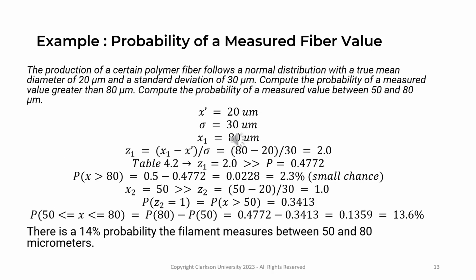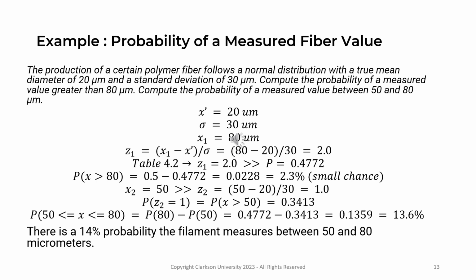In this problem, we know the true mean and true standard deviation. The true mean is 20 microns, and the true standard deviation is 30 microns. And we're asked to evaluate the 80 micron value. So to do that, we can first compute the z statistic. Z1 equals x1 minus x prime, the true mean, over the standard deviation, sigma. And we get a z1 of 2.0.